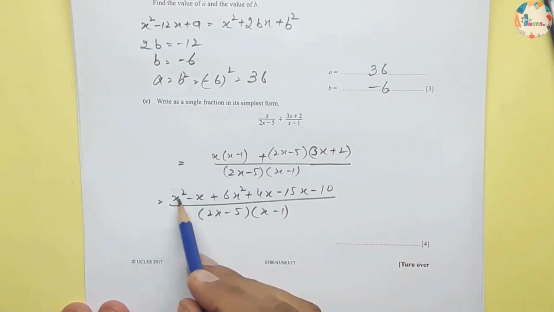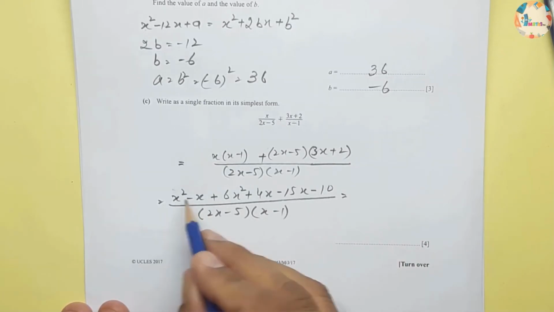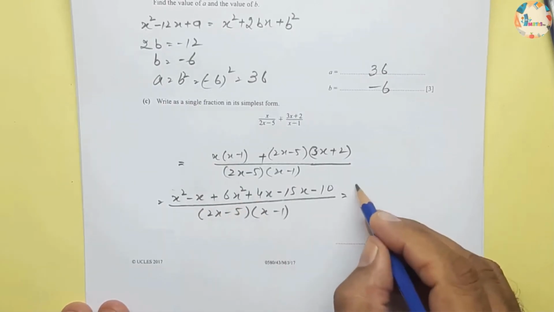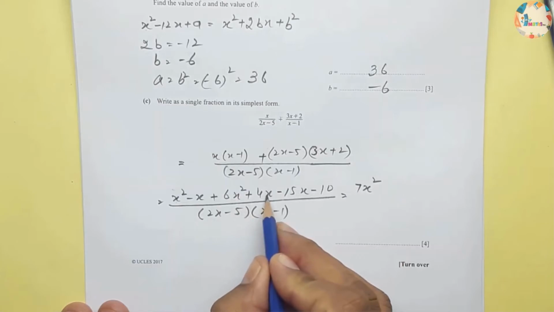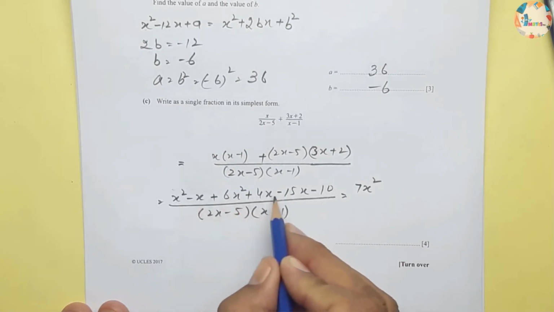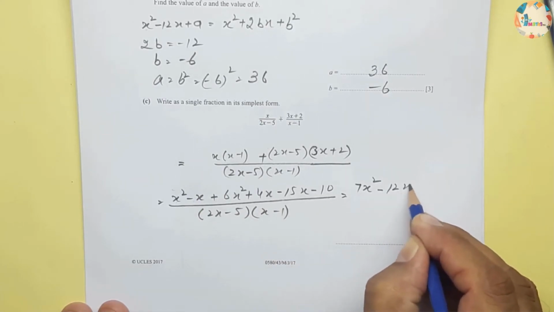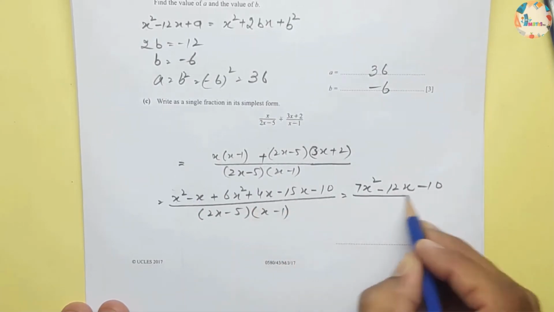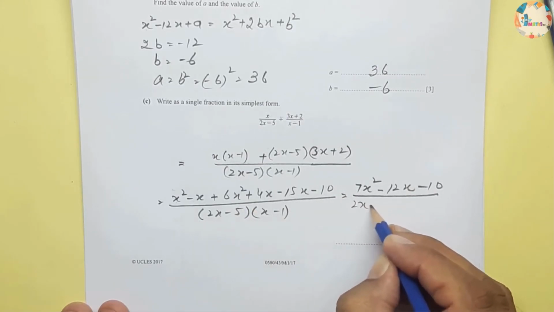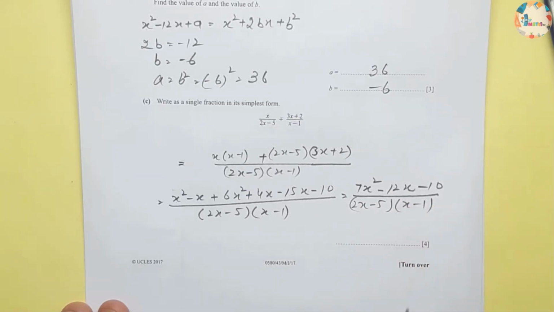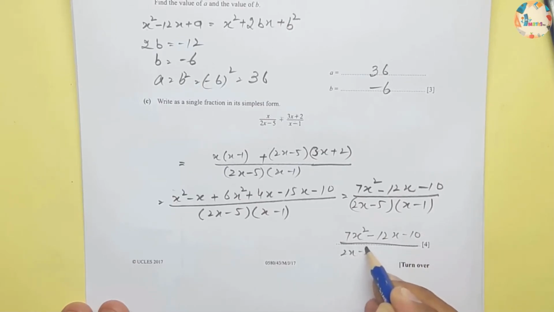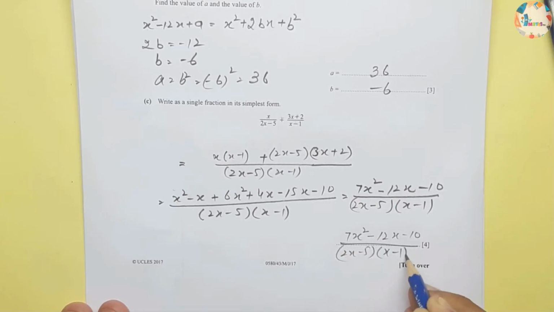Now we can add like terms. This will be x squared plus 6x squared will be 7x squared, and this is gone, this is gone. Now x will be, this is plus 4, this will be minus 16, so minus 12x and minus 10 remaining portion, and divided by these two terms. This will be 2x minus 5, and the second portion will be x minus 1. This will be basically our final answer. We can copy here 7x squared minus 12x minus 10, and divided by 2x minus 5 into x minus 1. This will be our final answer.